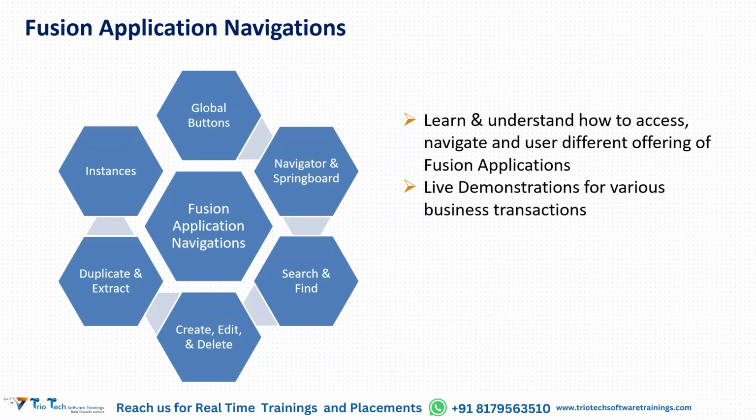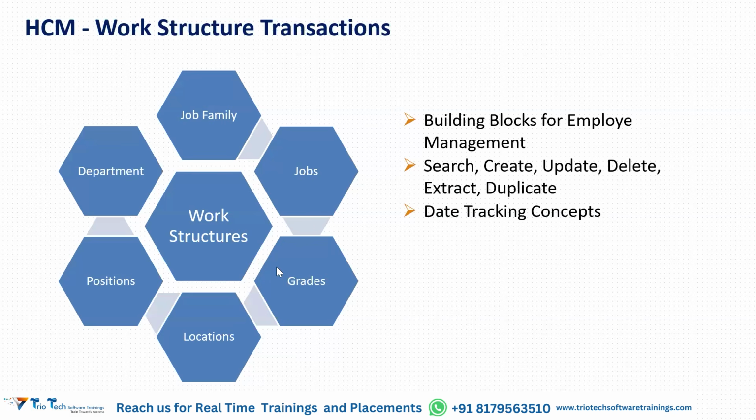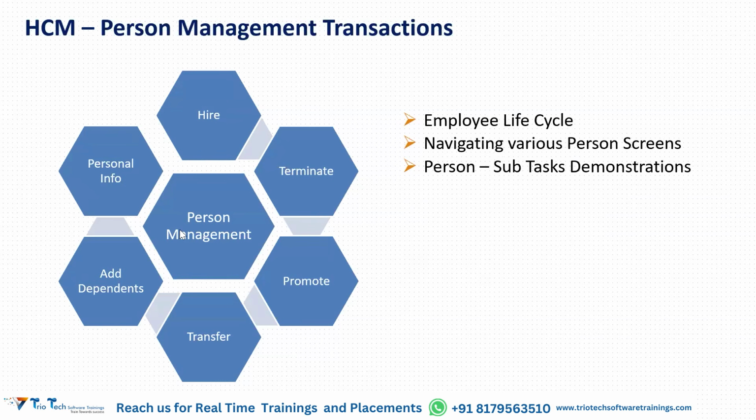As part of this functional aspect, we are going to learn about the navigation. We are going to understand what work structure, job, grade, position, and job family are. In the same way, we will look at the different sort of business transactions that are going to happen in HCM. I have not explained what HCM is yet, but these are the different sort of transactions which are going to happen.